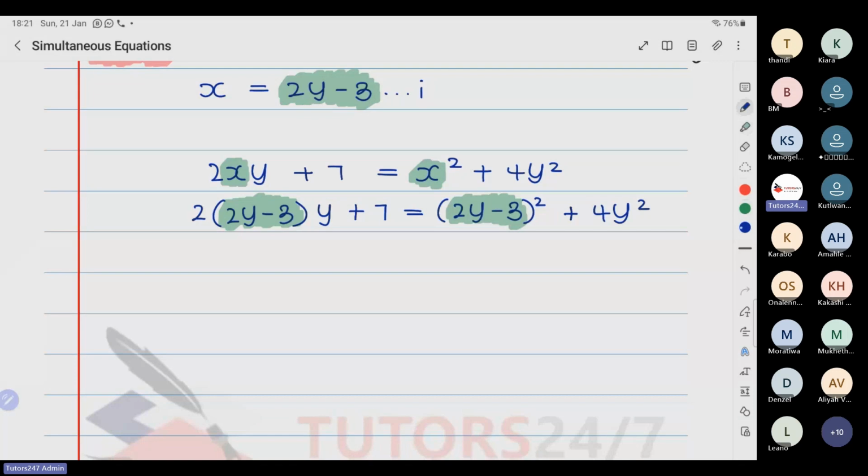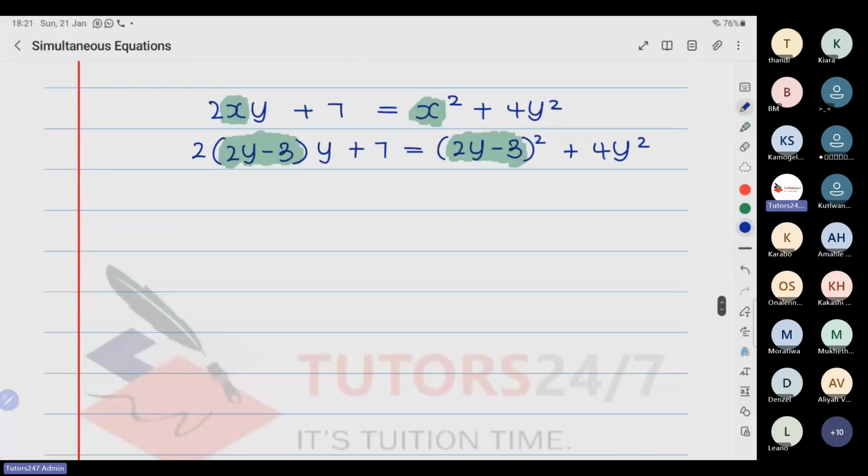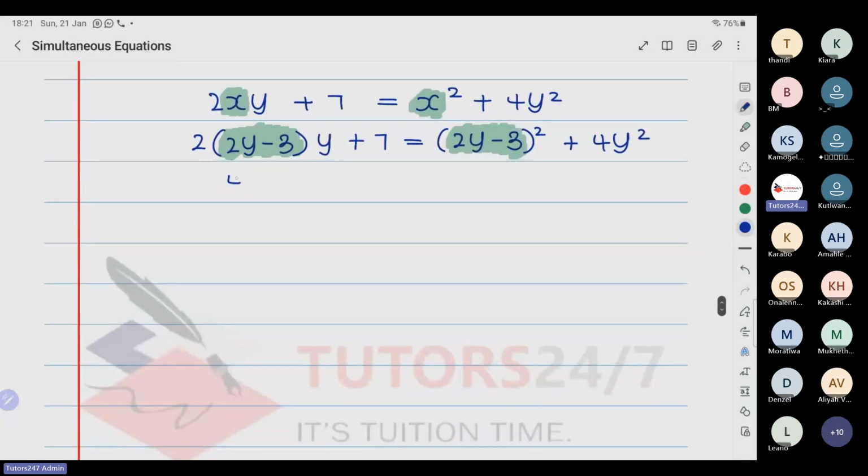So let us continue. From here, we need to distribute the 2 into the bracket. So that is going to give us 4y minus 6. And we have that y at the back. That is one way you can do it. If you don't like having something behind your brackets, what you can do is move the y to the front. So you make it 2y times something.